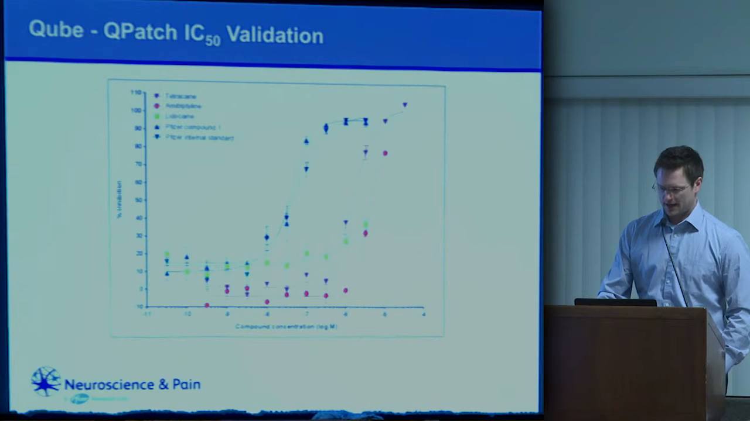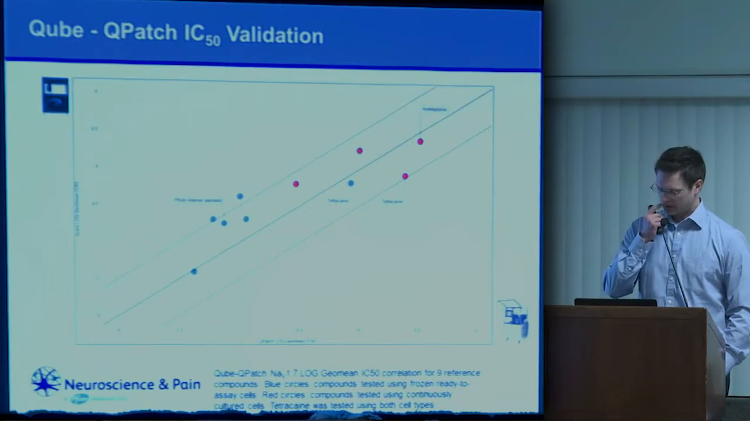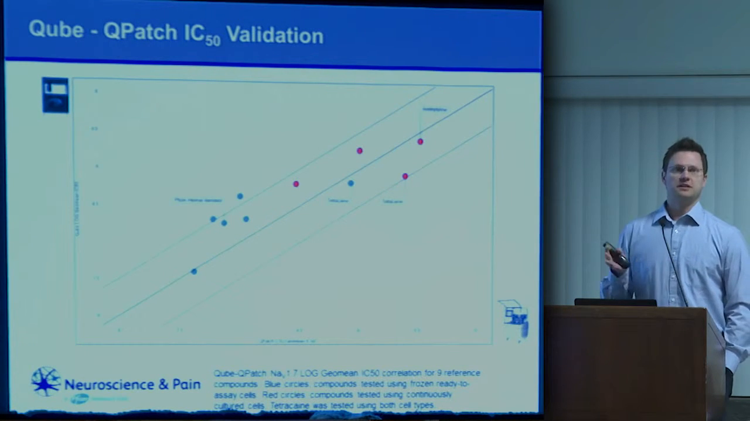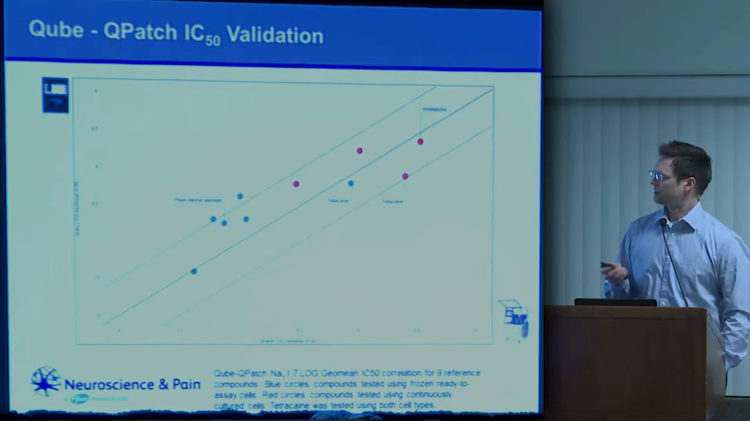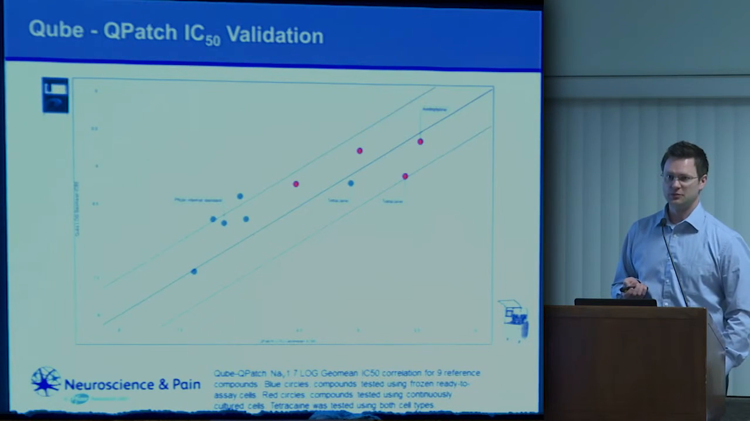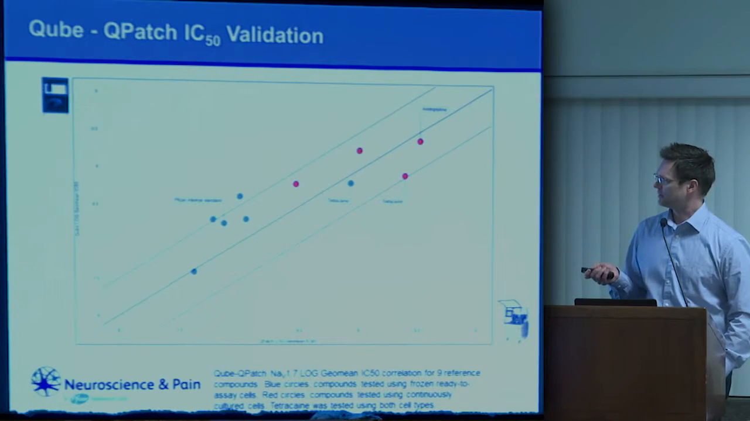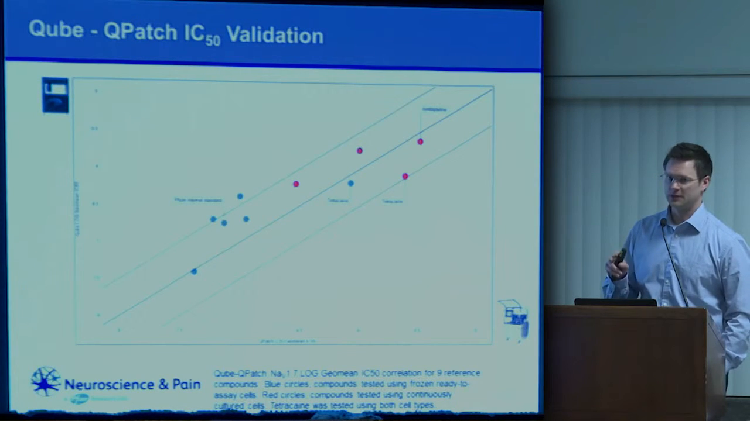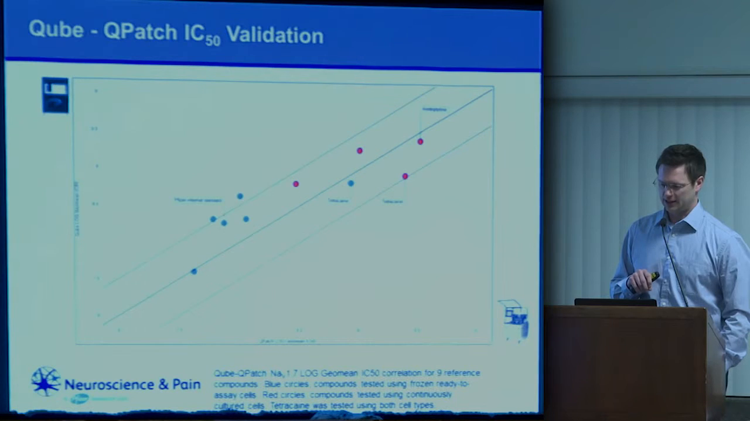And when we ran comparisons with QPatch, we got basically what we felt was a pretty nice correlation. So the dotted lines are threefold shift in potency. And these are without error bars, but they're from n equals 2 different determinations, but fairly tight data.